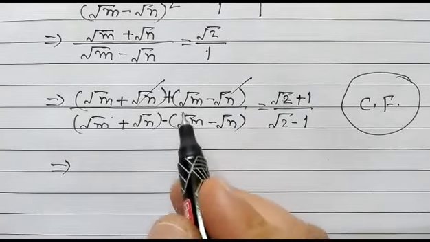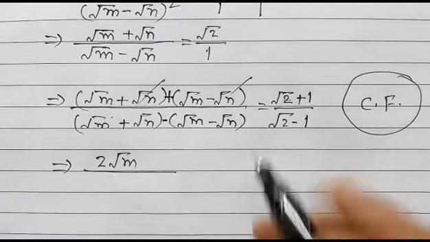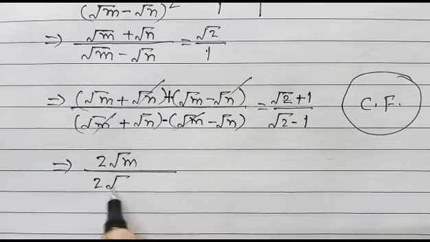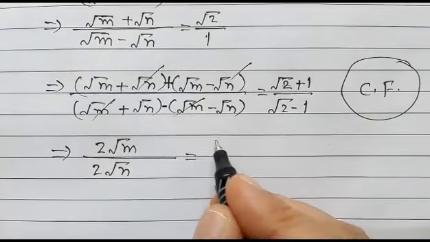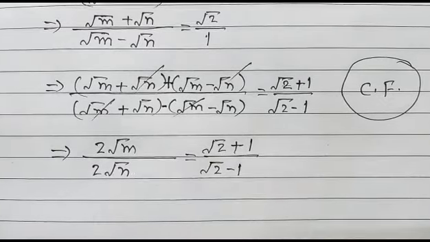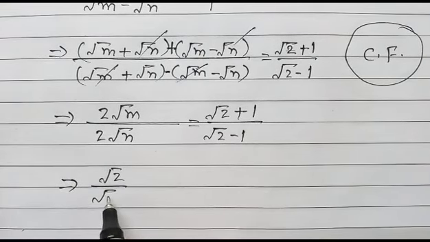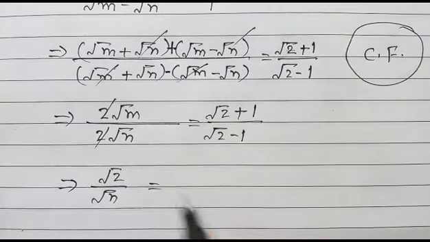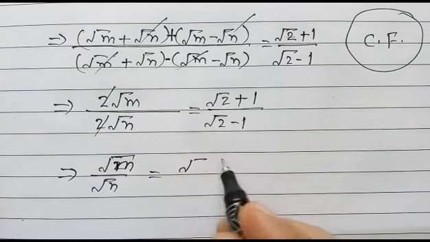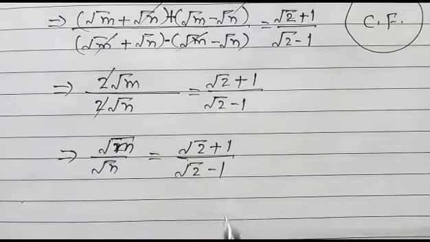Now this and this cancel out. So 2 square root of m over 2 square root of n, where this and this cancel out, is equal to (square root of 2 plus 1) over (square root of 2 minus 1). So square root of m over square root of n is equal to (square root of 2 plus 1) over (square root of 2 minus 1).